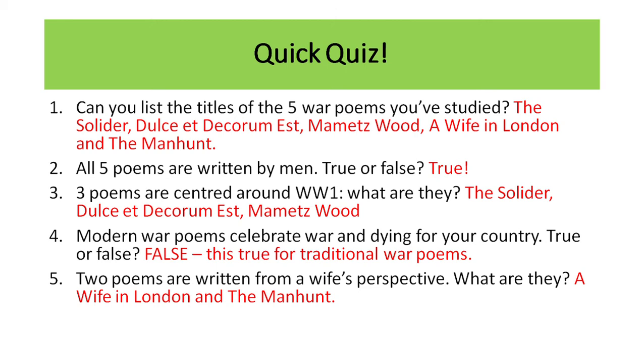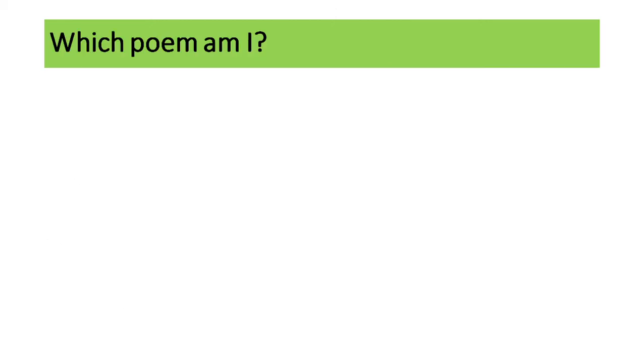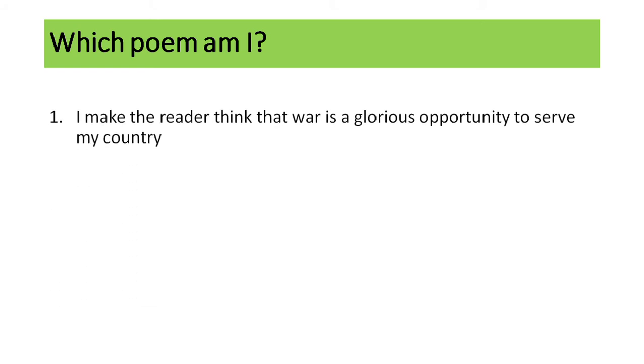Yeah, hopefully that's all ringing a bell, and that gives you a nice sort of recap of the poems that you've been studying. Also, to help with that, we're now going to have a look at this quick activity as well. So, which poem am I? I'm going to describe a poem, and I would just like you to jot down which poem it is. So again, just to rejig your memory, make sure you've got a nice overview in your head of what each poem is about. So, number 1, I make the reader think that war is a glorious opportunity to serve my country. So which poem am I? Jot down your answer. Remember to just pause at any point if you need more time.